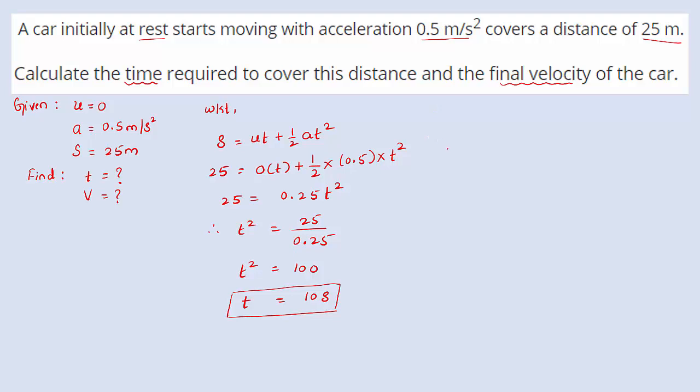Then we have to calculate the final velocity. The suitable equation is V equals U plus AT. So we want the V value. Initial velocity is 0, plus acceleration is 0.5 into time we calculated, and its value is 10. So V equals 0.5 into 10, which is 5, and its SI unit is meter per second. The final velocity of the car is 5 meter per second. Is it clear? Now we can move towards the next problem.